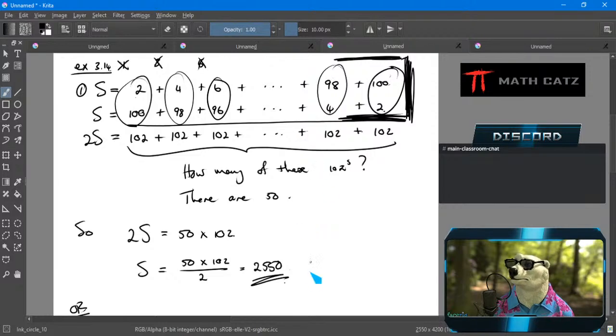But you'll always have the choice to do whatever option you want. I'm never going to force you to use a formula. I'm never going to force you to use this strategy. You do whatever you want as long as you can accurately find the answer and explain how you did it. All right.